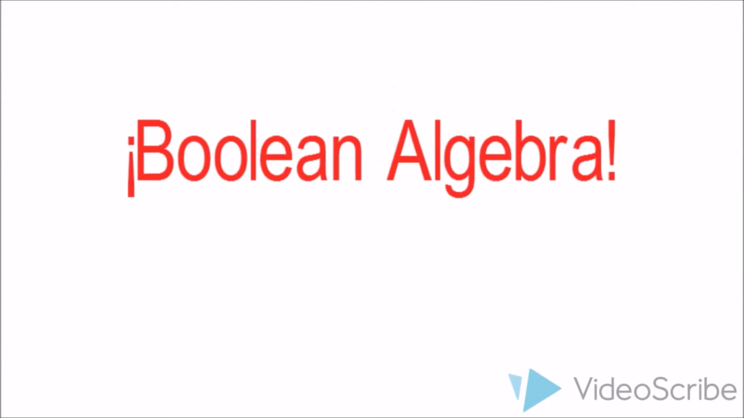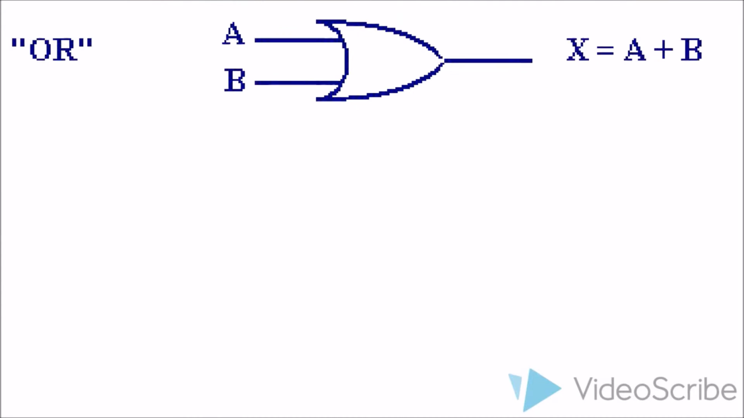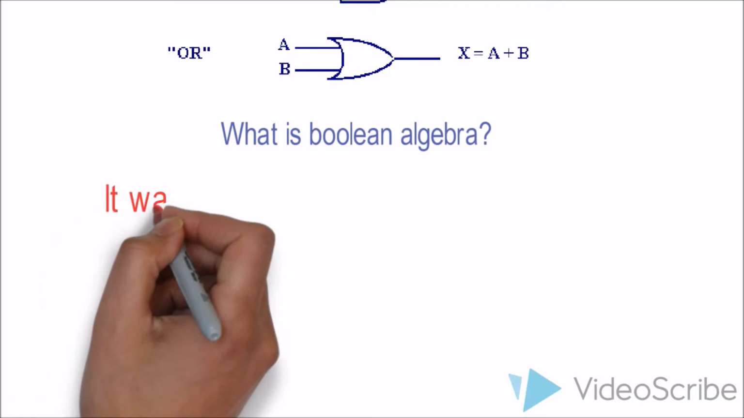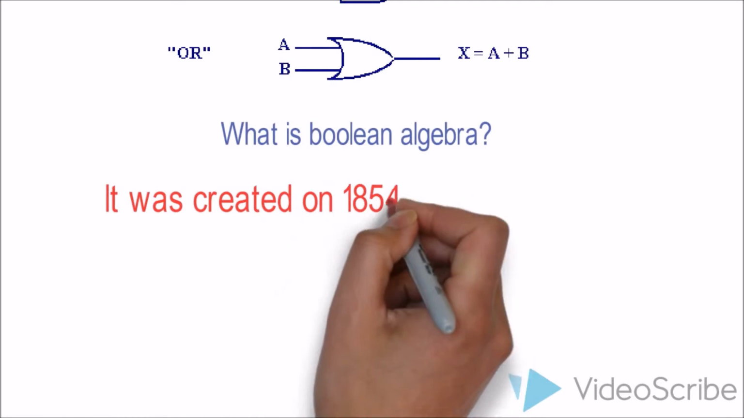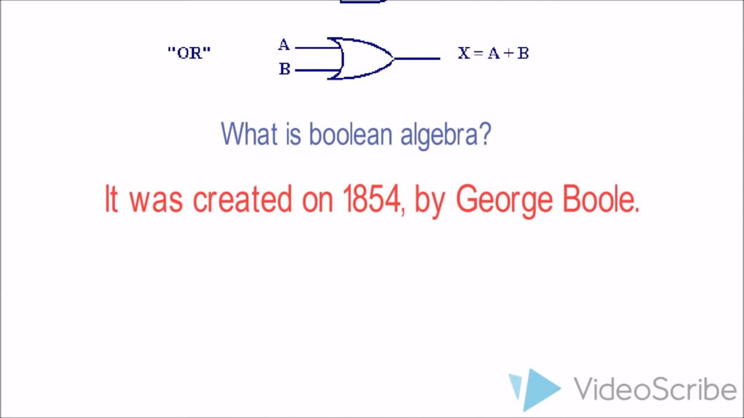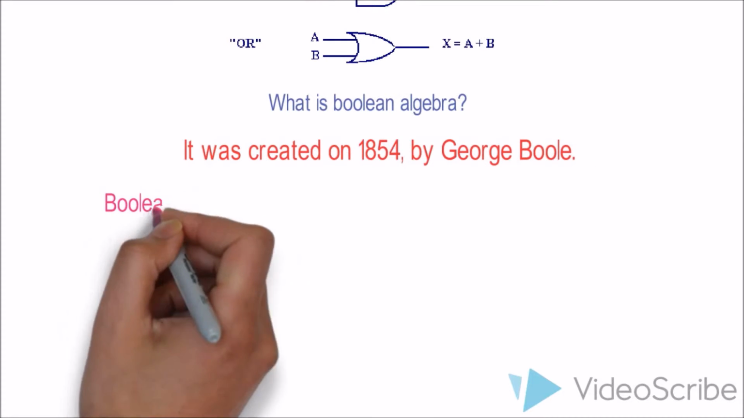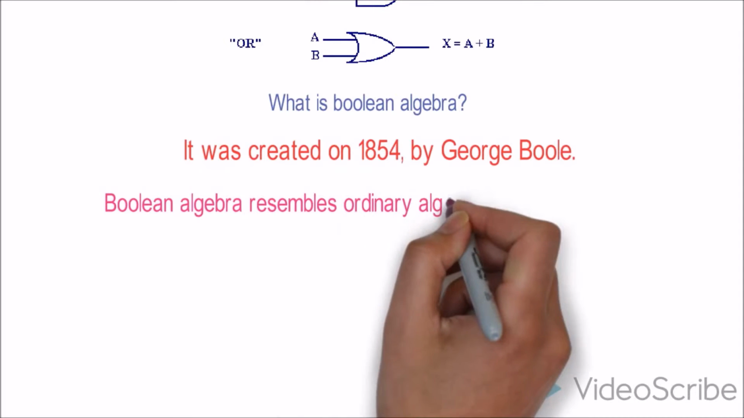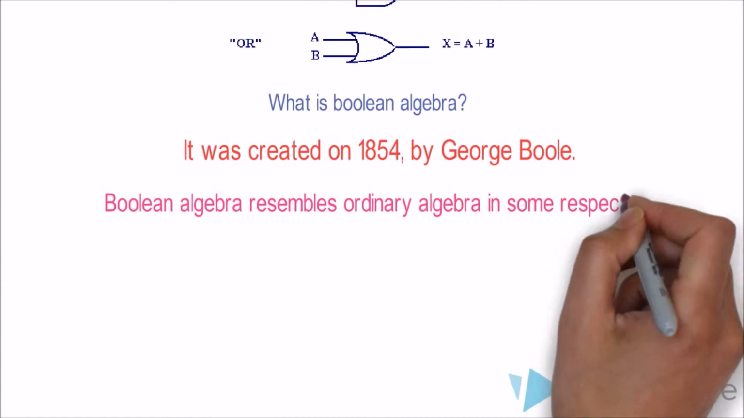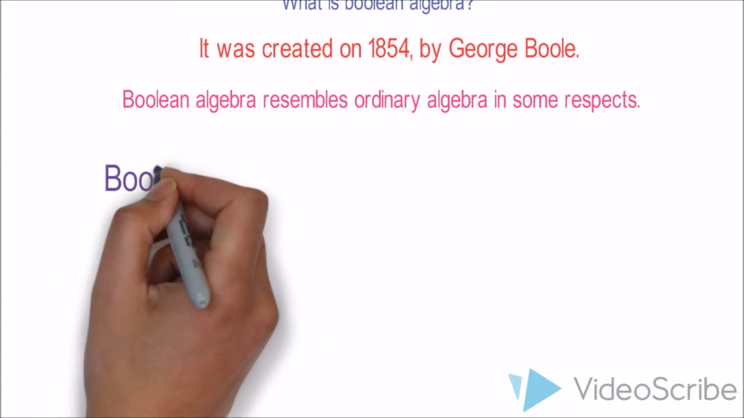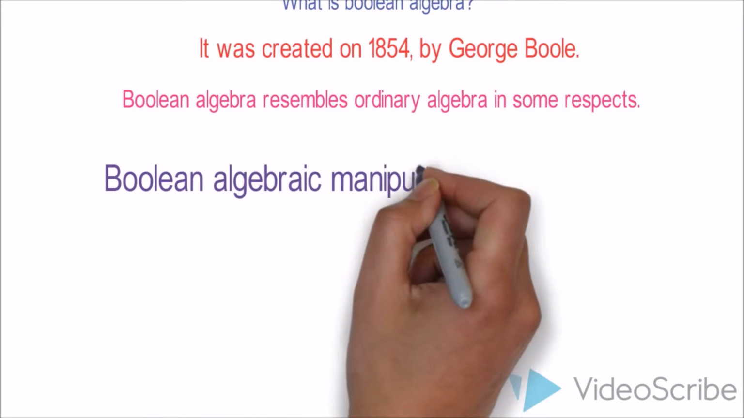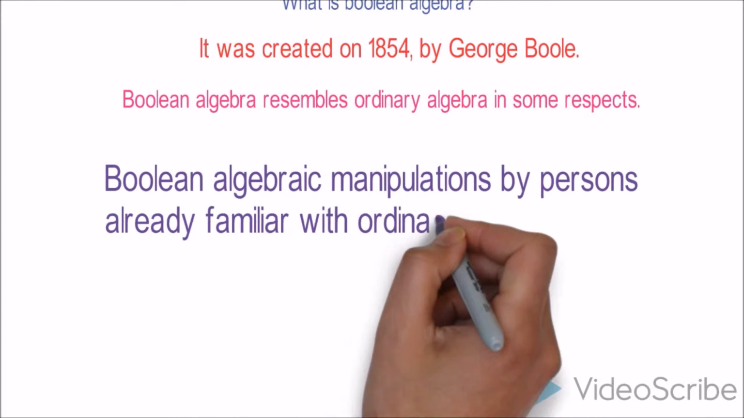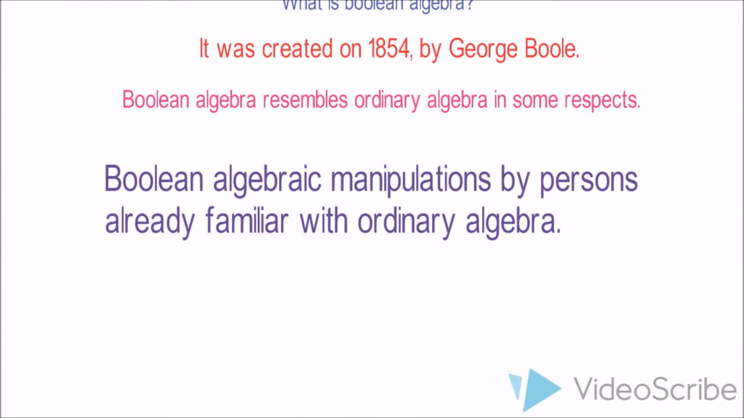Okay, let's talk about the Boolean algebra. What is the Boolean algebra? Well, it was created in 1854 by George Boole, and it was named after him. It's been said that the Boolean algebra is a lot like the ordinary algebra, and that people who are good at the ordinary algebra are going to be good at manipulating the Boolean algebra.